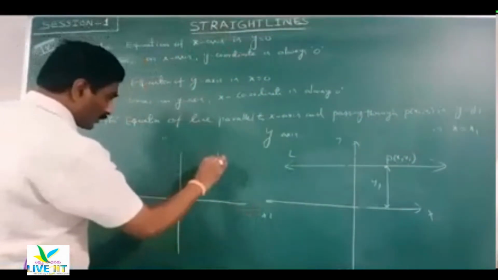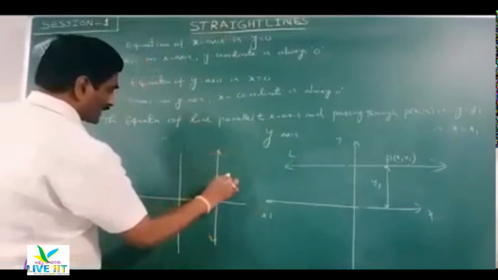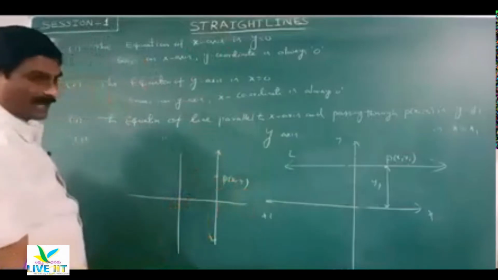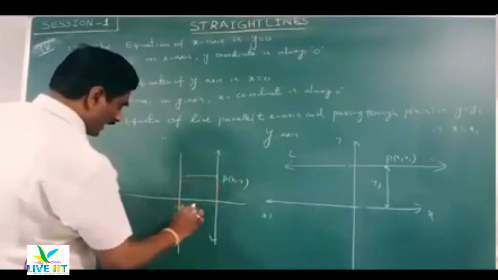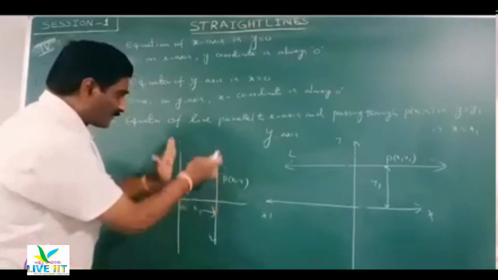Similarly, the equation of the line parallel to the y-axis and passing through the point P(x1, y1). In this case, the diagram is in this way. Parallel to the y-axis means like this. It passes through P(x1, y1). What is this distance? This distance is nothing but x1.